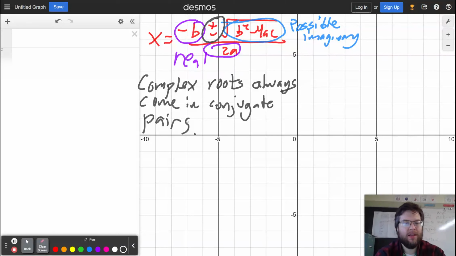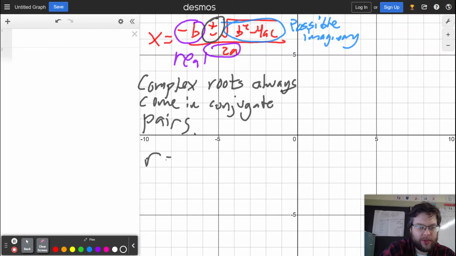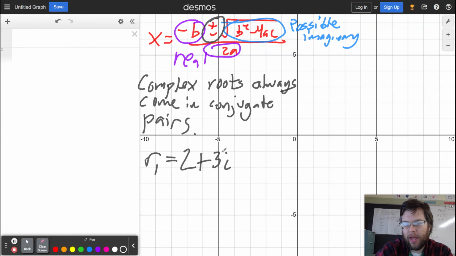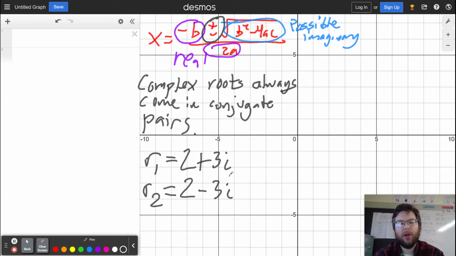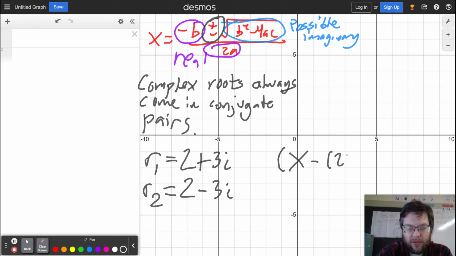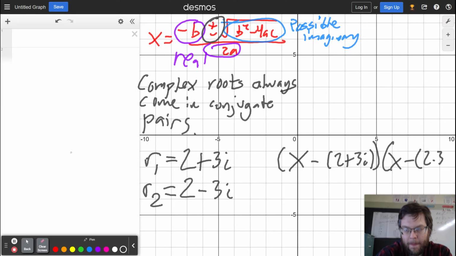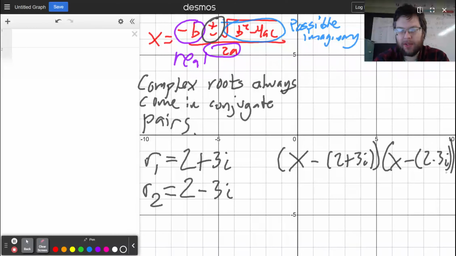So let's say that I give you one root. Let's say that the root R1 is 2 plus 3i. Well, I know that if there's a plus imaginary number, that my other root must be 2 minus 3i. So we're going to give you one root, and you're going to have to figure out what the other root is. So now I know that my factors look like this. X minus the first root and x minus the second root. Because that's what we did when it was all real numbers. We just did x minus root and x minus root.